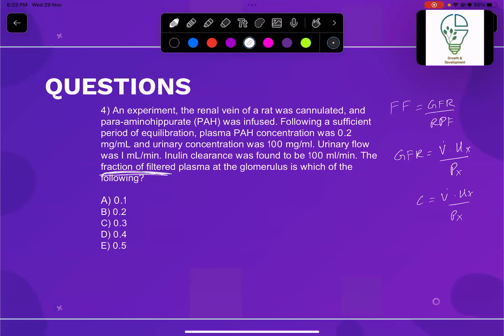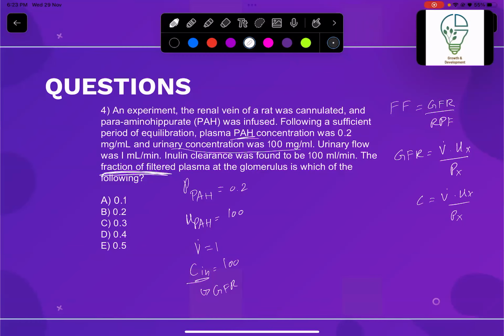Honestly, when you reach these kind of questions that have a lot of values and a lot of numbers, you kind of get intimidated and confused. But the best thing I suggest is just write down everything on the side. So they mentioned that the plasma PAH concentration is 0.2. And then they mentioned the urinary concentration was 100. So we just say urinary PAH is 100. And then the urinary flow itself was 1. And finally, they mentioned that the inulin clearance is 100. And remember that inulin clearance is technically just GFR, okay? And yes, you're right. So GFR is 100.